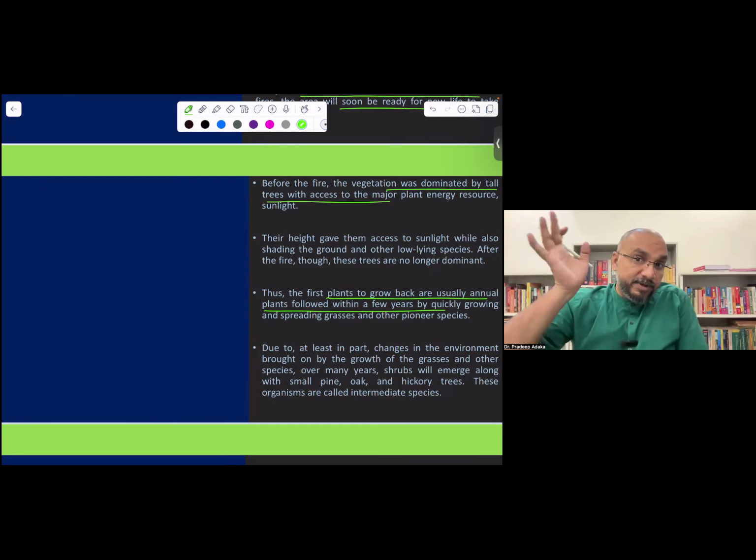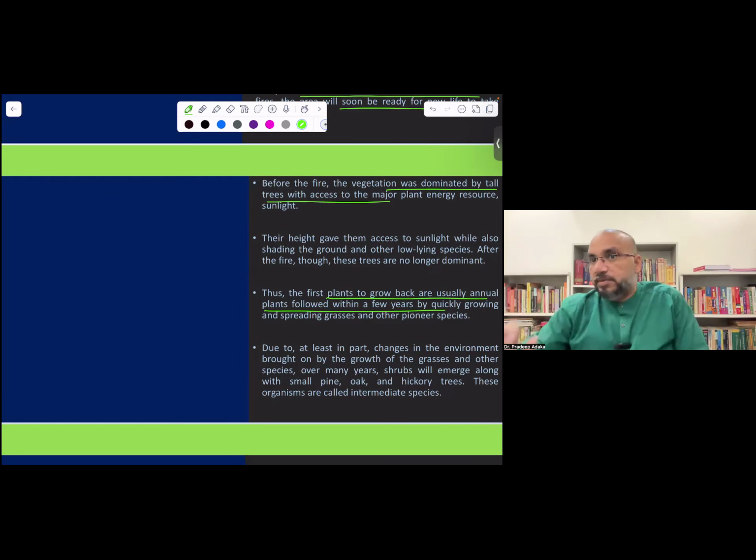So the climax community which got destroyed was dominated by trees which grew very tall and harvested much of the light. But after their death, again the pioneer species that start the community there are the grasses or annual plants. Slowly they will be replaced by other plants. Ultimately the climax community will again occupy the area as hickory and oak forest. They will occupy the area at the end.